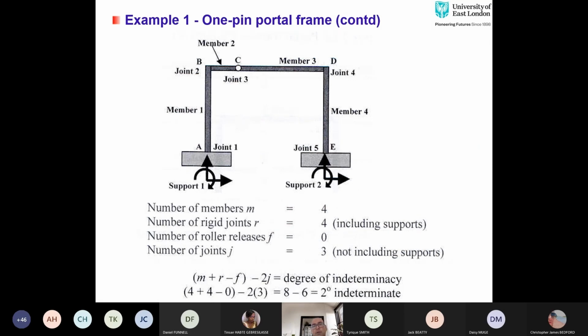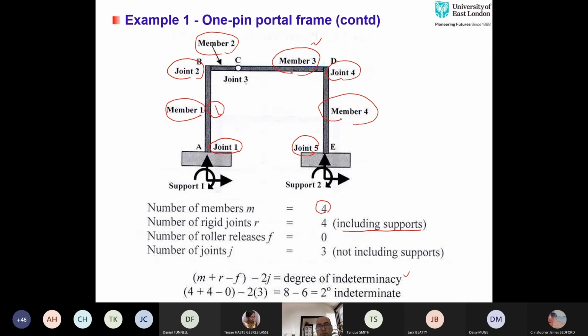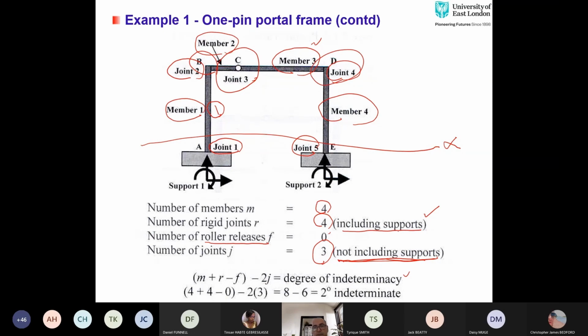And remember our formula m plus r minus f minus 2j. Firstly, we have to count number of members. Because of this internal pin, it is dividing this member BD into two members. In total, we have 4 members. The number of rigid joints will be 4. Joint C is not rigid, it's a pin. Number of roller releases, we do not have any roller support. And number of joints, not including supports, so these are 3 joints.